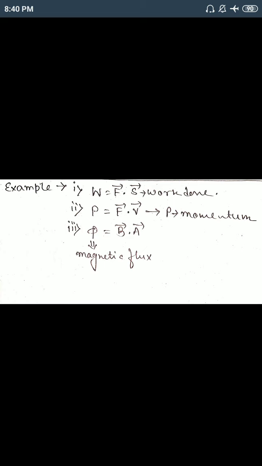Similarly, power is the force vector dot the instantaneous velocity vector. Another one is magnetic flux. Magnetic flux is also a scalar quantity, represented by B dot A, where B is the magnetic field and A is the area vector.